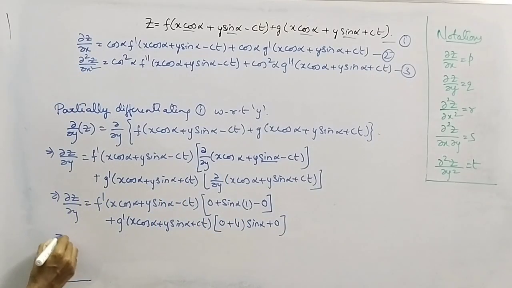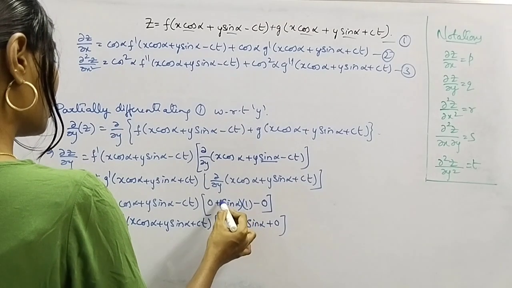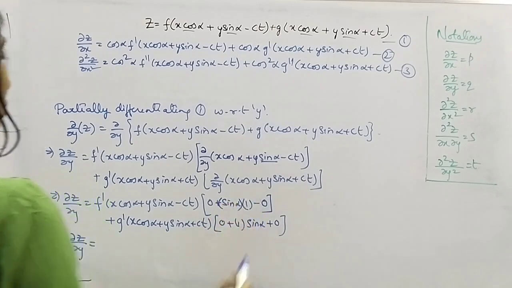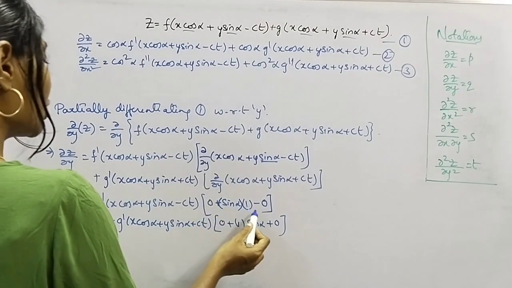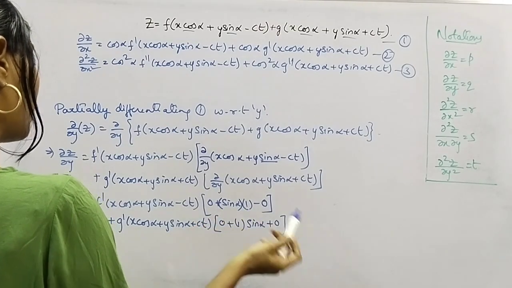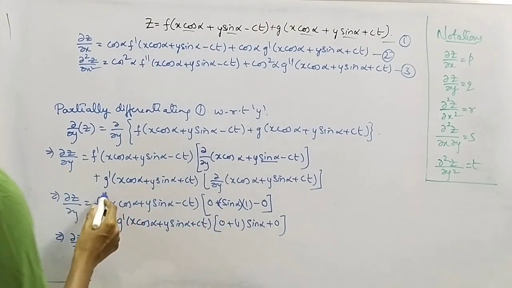Now this gives us dou z by dou y equal to sin alpha. You can just close it with the brackets so that you won't get confused, right? Fine. Sin alpha into 1 is sin alpha plus 0 minus 0 is sin alpha. You'll get sin alpha into f dash here.